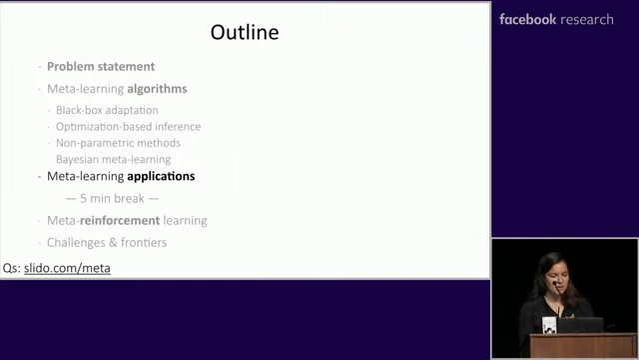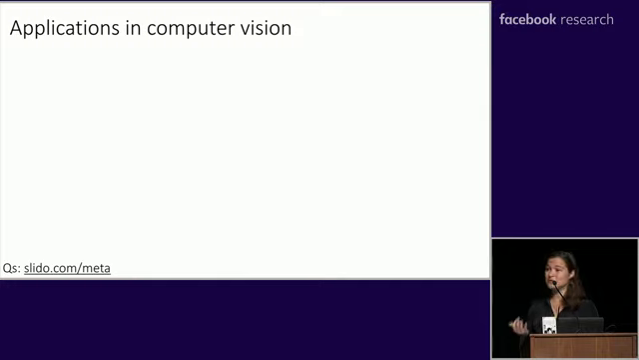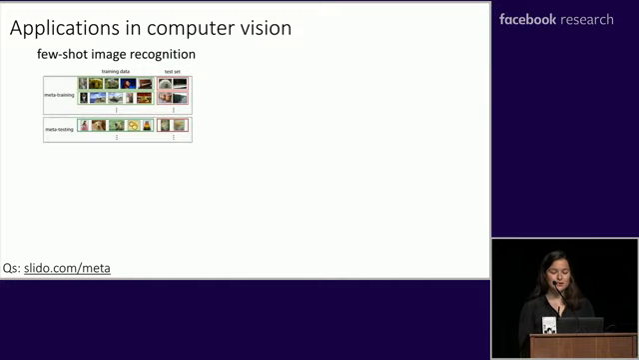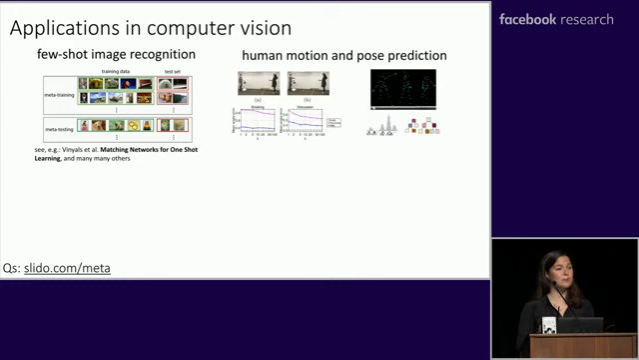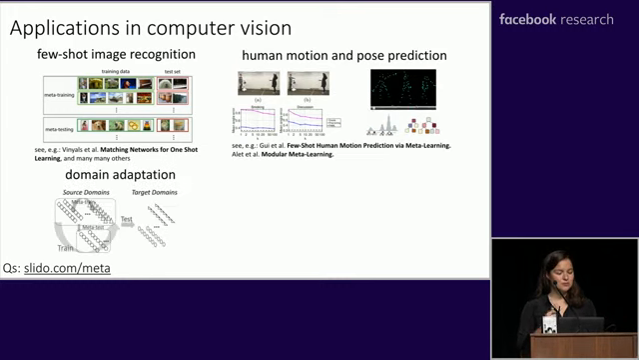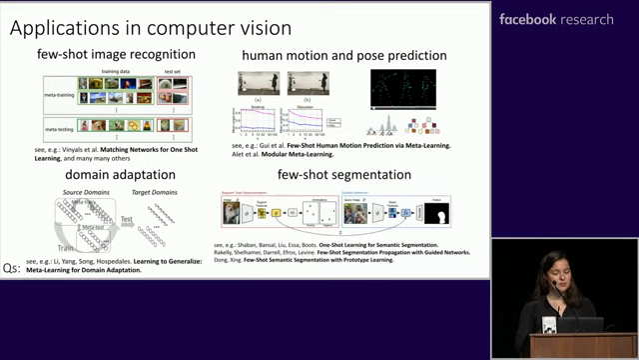Okay. So let's go through a couple applications. This will be quite quick. Metalearning has been used in a variety of computer vision applications, such as image recognition, modeling the motion and the pose of humans, used for domain adaptation, for example, when you want to adapt to new domains and you have a variety of domains to train on, as well as for few-shot segmentation problems where you want to segment images given only a few labeled pixels.